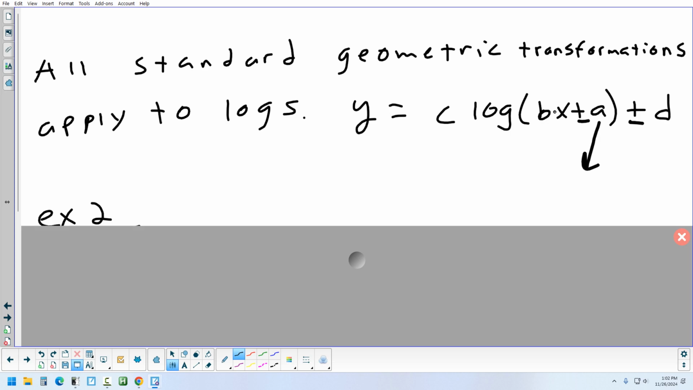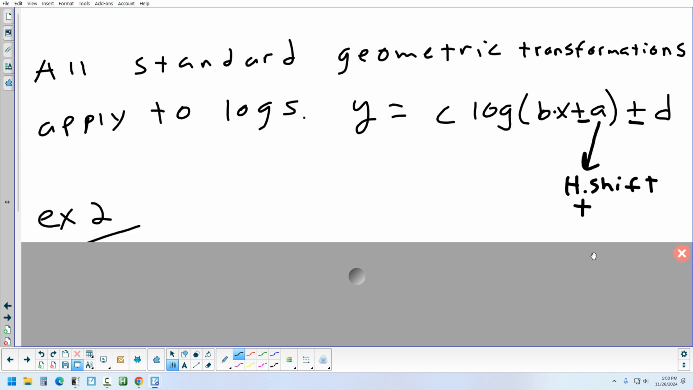What kind of transformation is it when you add? A stretch or a shift? It's a shift. I didn't ask the direction yet, but it is a shift. So A is a horizontal shift. Now, if it is positive, which way does it move? Positive will move it left. And negative, to the right.